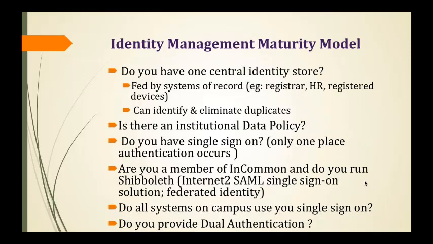Here are my thoughts on what a maturity model for identity looks like. Do you have one central identity store fed by systems of record? For instance, Registrar, Human Resources. Can you identify and eliminate duplicates? So that's the sort of core of a central identity store.